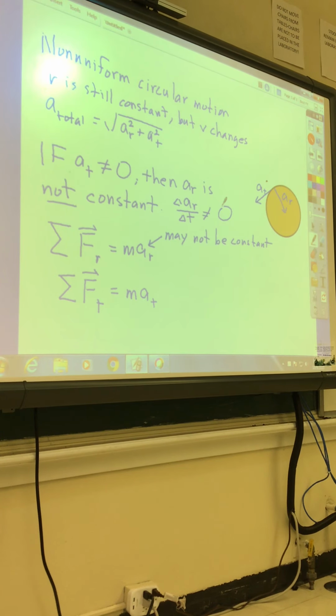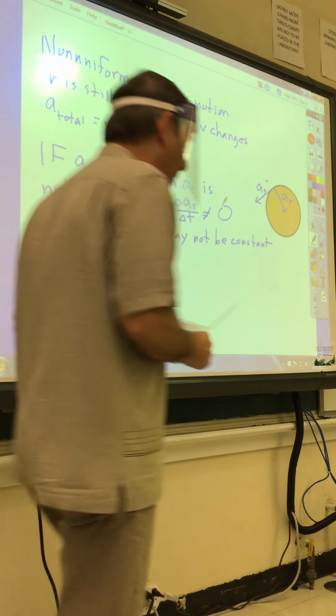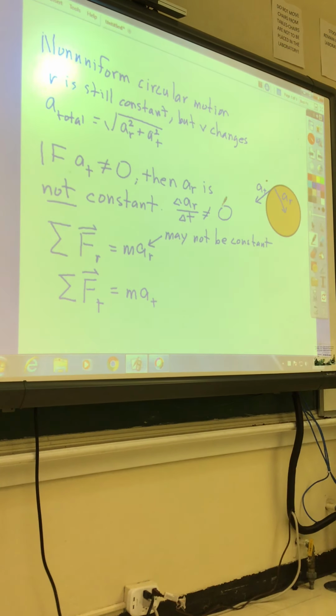Now I've got a problem here. Now this particular problem I'm going to show you is a good problem, but it doesn't involve a tangential acceleration. Tangential acceleration is actually zero for this problem. But let's look at it anyway. This is actually a pretty good problem.